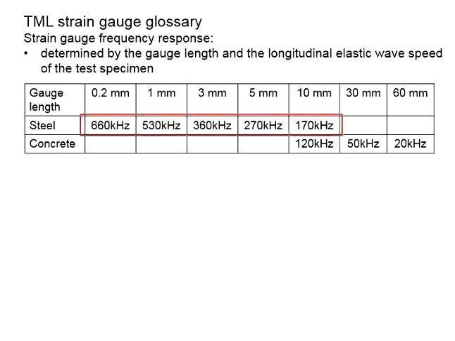The wave speed is given here. As for the concrete, the gauge length differs from 10 mm to 60 mm. The gauge length for strain gauges used to measure concrete is normally bigger than for steel due to the size of the aggregate. Theoretically, the size of the gauge should be greater than the maximum size of the aggregate in the concrete.